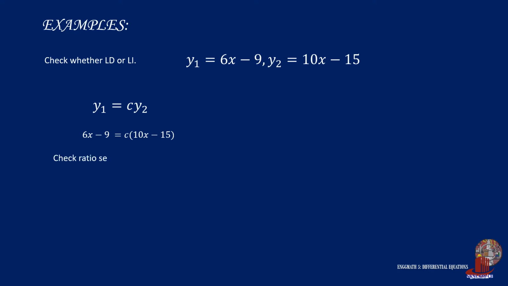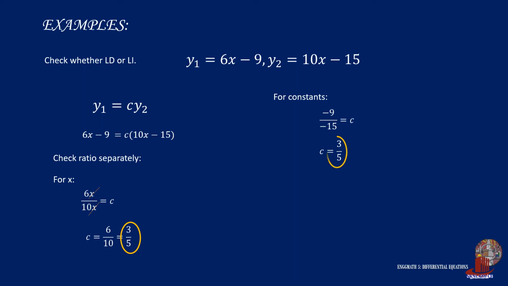In order to identify the constant c, it is easier if we check the functions separately by terms. Starting off with those with x, we have 6x upon 10x as c, so cancel x and simplify the fraction to have 3/5. Do the same with the constants and get negative 9 all over negative 15, where c is also taken as 3/5. Thus, we can show the combination as 6x minus 9 is equal to 3/5 of the quantity 10x minus 15, and conclude that they are linearly dependent.